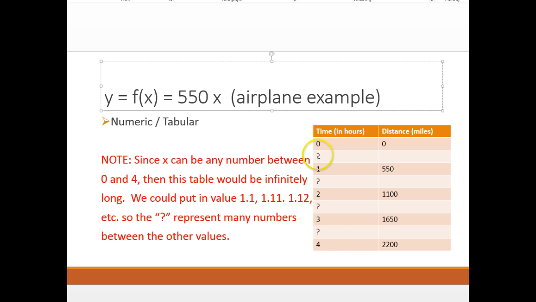This would be an infinite table if I were to put in every possible point. I could ask for half an hour, 15 minutes, 0.1 hour, 0.01 hours. So in this case, please understand that I am limited by space and time. I could not fill this in completely. But please understand I can represent a function using a table. Input is typically your left column, the output being your right column.